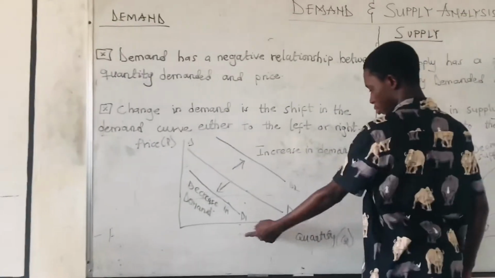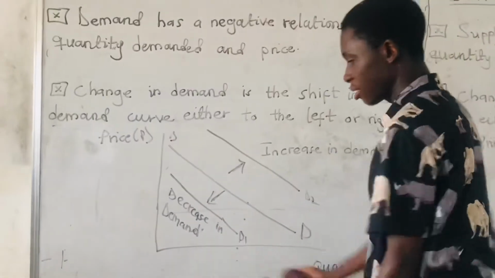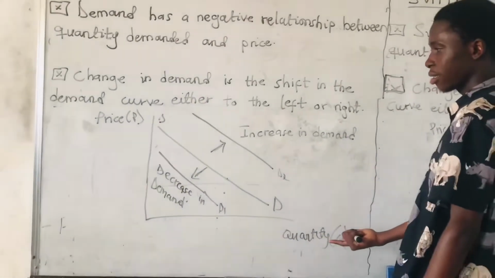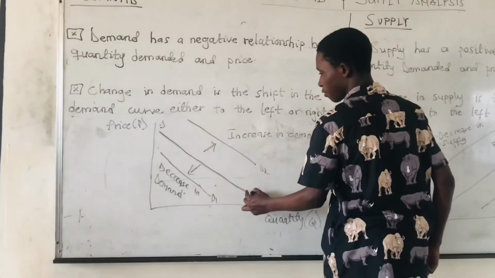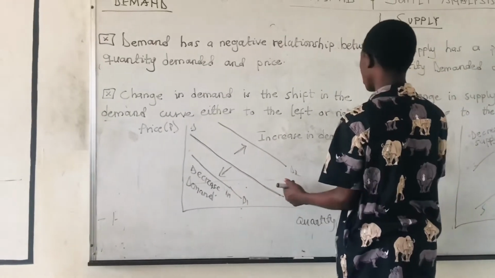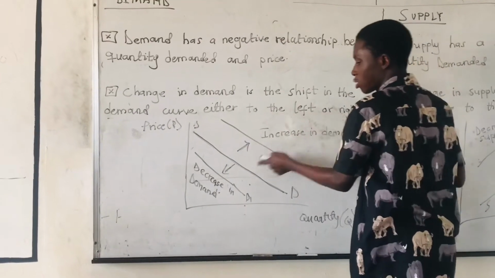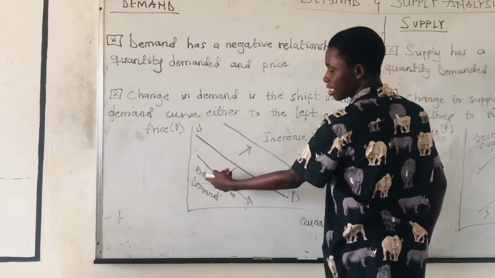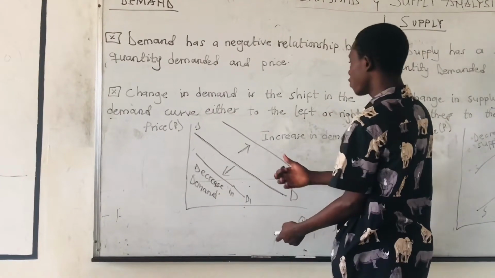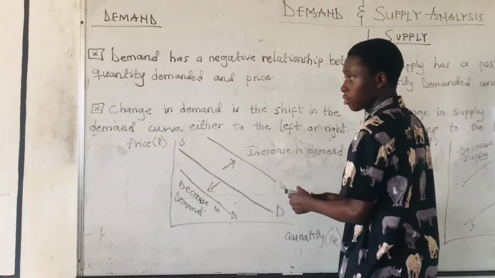The vertical side is your price, the horizontal side is your quantity. This is the actual demand curve. And you are saying either a shift of the demand curve to the left or to the right. So this is the left. If it's moving to the left side, it's a decrease in demand. But if it's moving to the right side, it's an increase in demand. Are you okay?